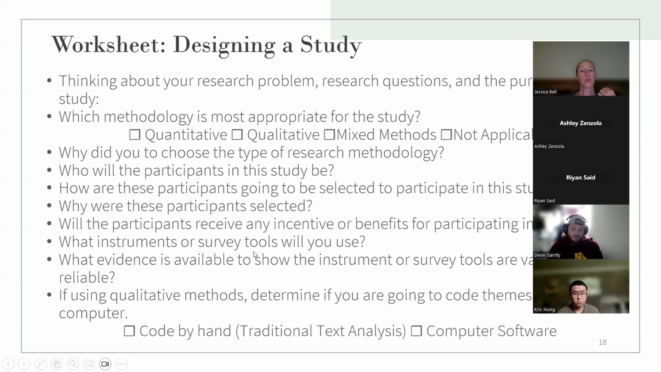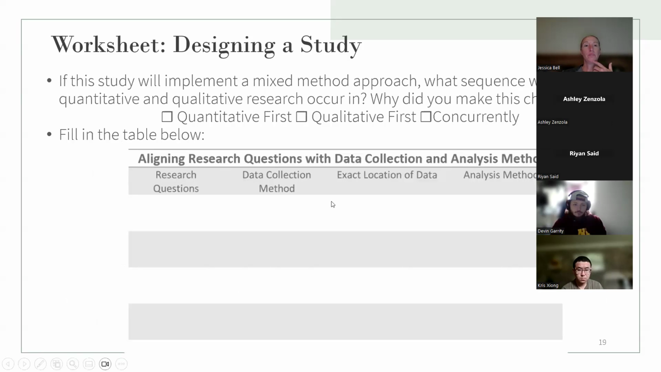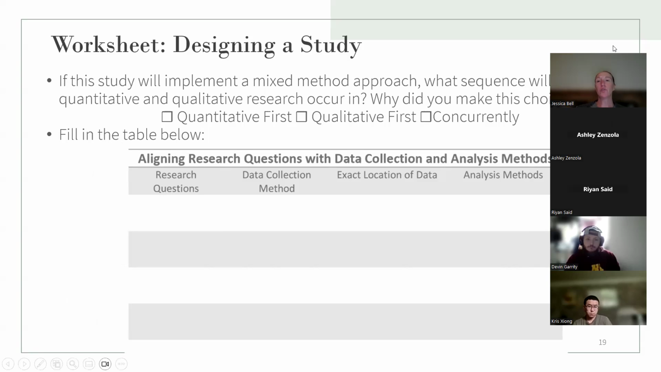What instruments or survey tools will you use? What evidence is available to show the instrument or survey tools are reliable? What type of quality control do you have built in? If you're using qualitative methods, are you going to code them? Are you going to code themes by hand or use a computer? If you're using a mixed method, what sequence are you doing? Quantitative first? Are you doing qualitative first? Are you doing it at the same time?